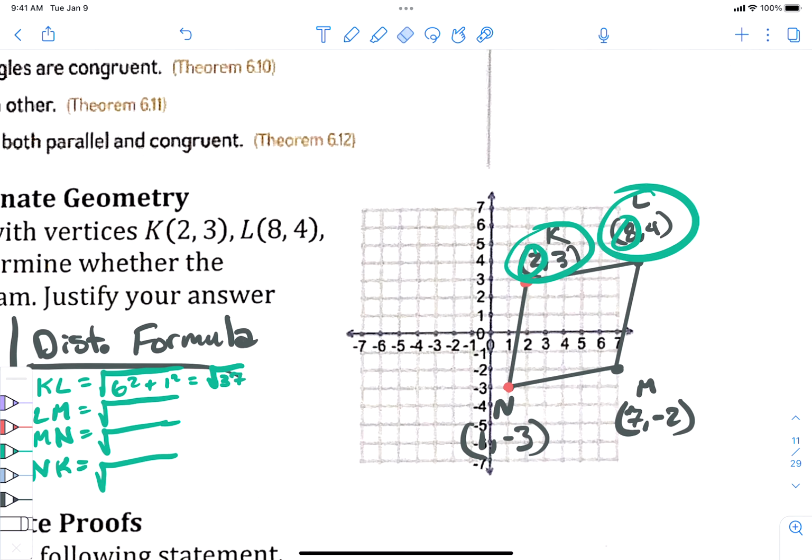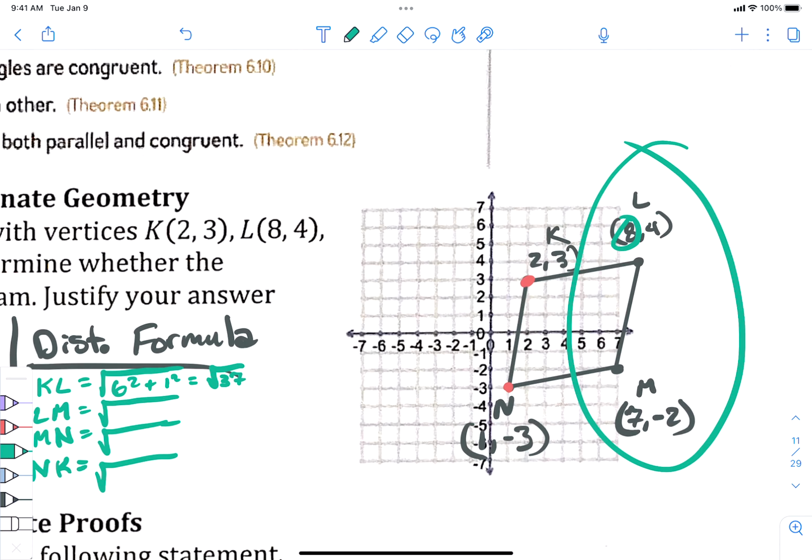Okay. Now let's do another one. Let's do another side. We're going this time from L to M. So we're doing these two right here. How many units are you going in the X direction? 1. And then how many in the Y? From 4 to negative 2. 6, right? So 1 squared, 6 squared, that is another square root of 37.